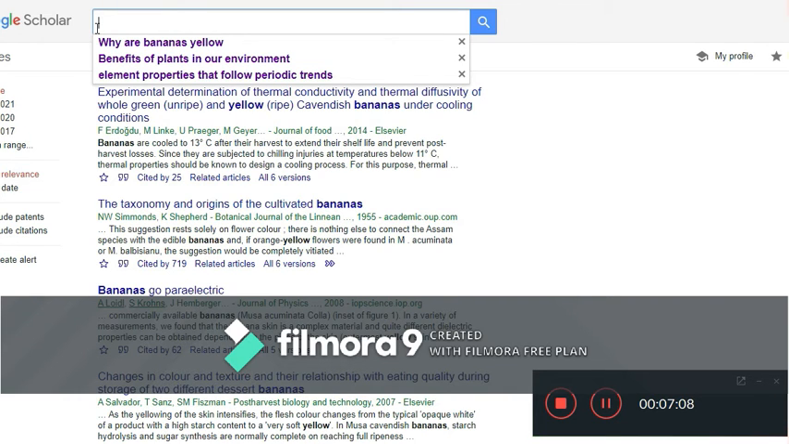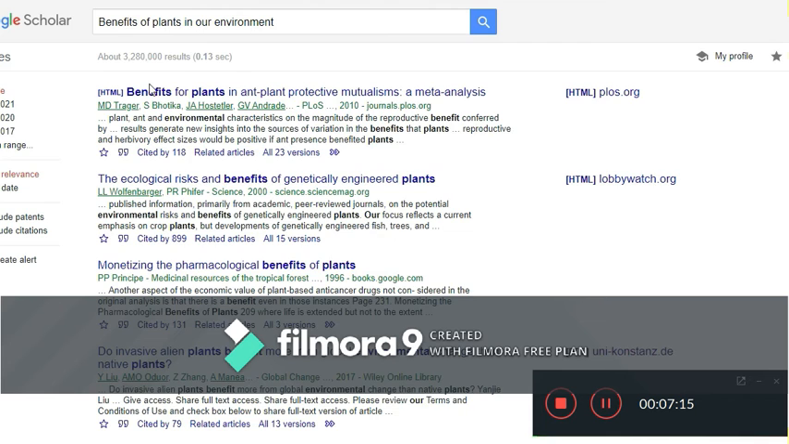I remember on my previous searches, I looked at the benefits of plants in our environment. A very important topic to go over, especially the ecological risks and benefits of genetically engineered plants, and plant protectives, and just things that have to do with your topic. They may not have a specific connection to your topic, but they do in a way, and that's the good part about primary articles: they can give you a way of thinking. So let's go back to PowerPoint.